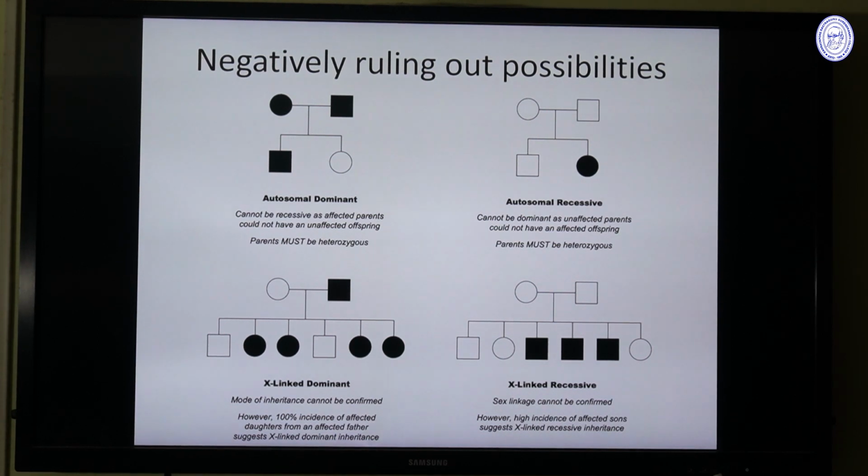This is the case of X-linked recessive, where all males are affected. This is a very typical signature motif for X-linked recessive characteristics, where a high incidence of affected sons suggests that the X-linked recessive inheritance is coming from the mother, who is giving one defective X to all her sons. So the daughters are normal, and this son may have got a normal X chromosome from his mother. So the mother is basically in a carrier or heterozygous condition.